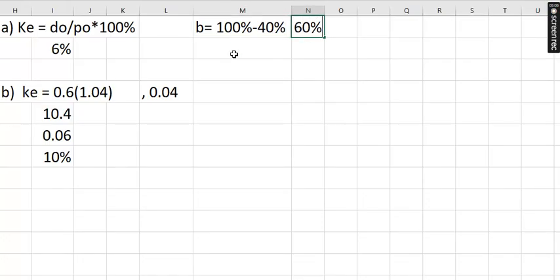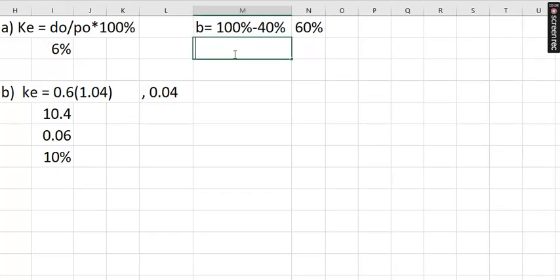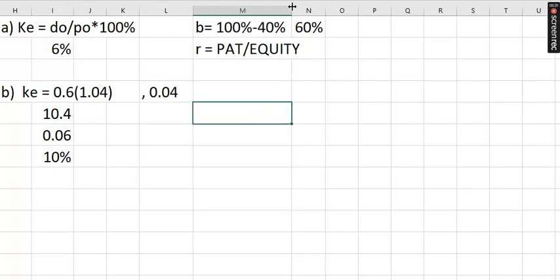Then let's get R, return on equity. Return on equity is calculated as profit after tax. Some people will call it the profit attributable to ordinary shareholders. So profit after tax divided by total equity times 100%. That's how the formula will be. So let's get it.